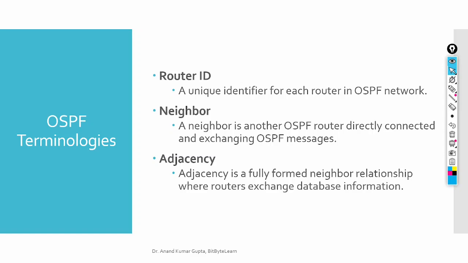There are some terminologies in OSPF. You will find router ID. It's a unique identifier for each router in an OSPF network. It is usually an IP address format value. A neighbor is another OSPF router directly connected and exchanging OSPF messages. Adjacency is a fully formed neighbor relationship between two routers exchanging database information, and that process is known as adjacency.